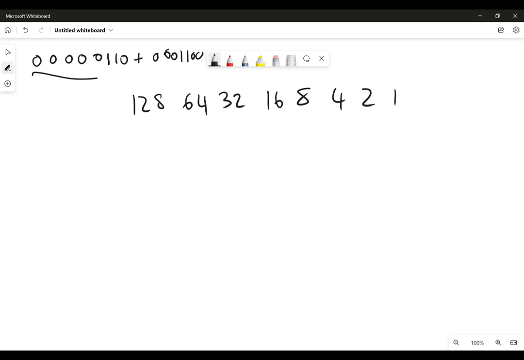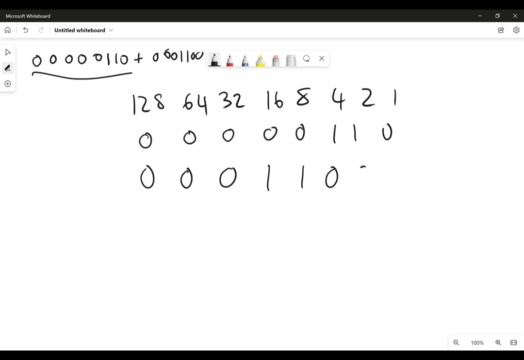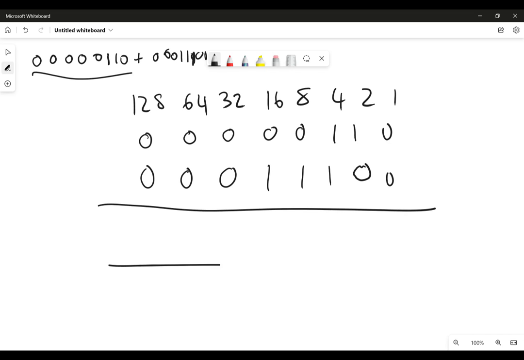Okay, so again, I'm going to put this one in first. We'll put it here, 0 0 0 0 0 1 1 0, and then 0 0 0 1 1 0 0. Let's put another one there. Okay, so that is what we're adding together. We're adding these two numbers together here. This is where our answer is going to be.